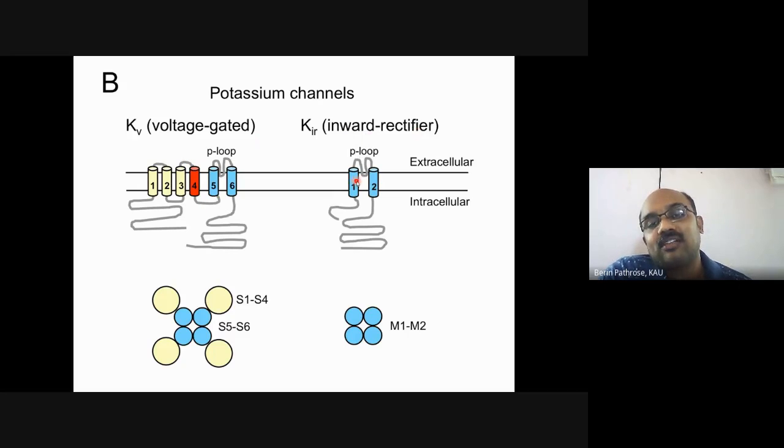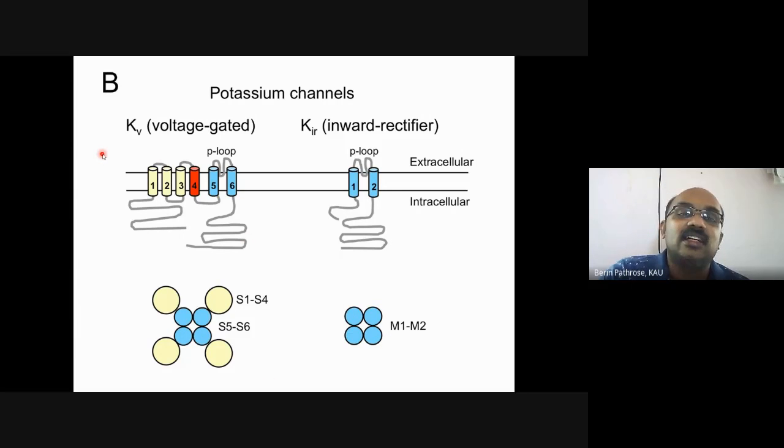See the inwardly rectifying one. We have only two transmembrane helices. That's all. And this loop is called the T loop. If we see from the top, you can see four domains, and in between the four domains we have the S5 and S6, which form the pore. And this is with respect to the inwardly rectifying channel.